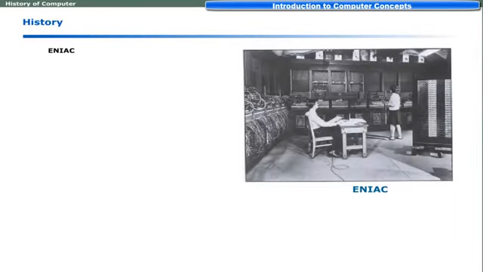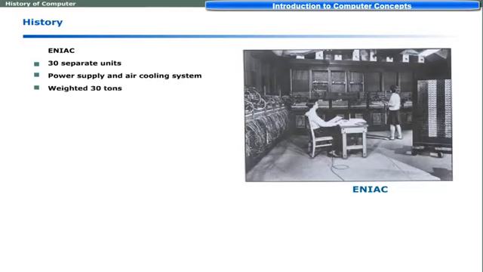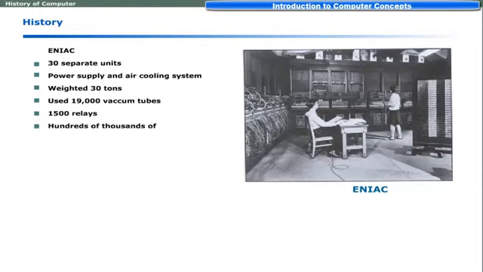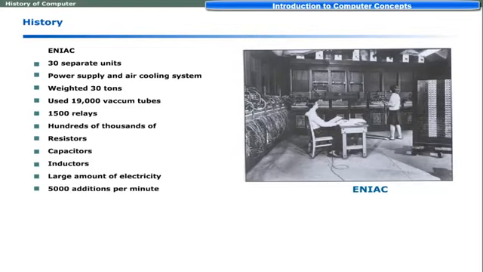ENIAC consisted of 30 separate units, a power supply and an air cooling system. It weighed 30 tons, used 19,000 vacuum tubes, 1,500 relays, and hundreds of thousands of resistors, capacitors, and inductors. It required a large amount of electricity. It could perform 5,000 additions per minute and hundreds of multiplications per minute.